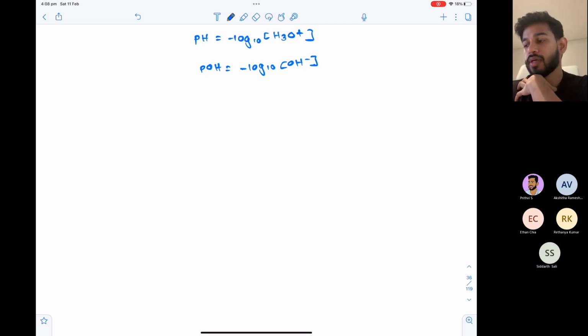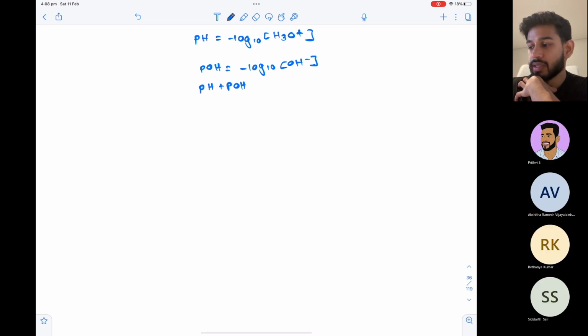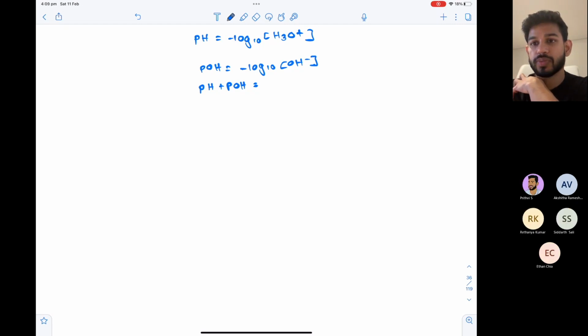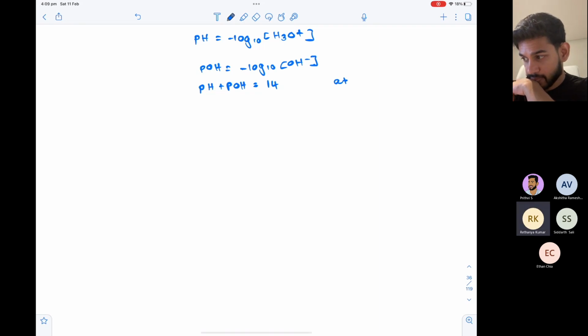Good, right? And the formula Sid might have thought about is pH plus pOH gives you, what number does pH plus pOH equal to? 14. Good, right? And what temperature is that dependent on? Is it room temperature, 25 degrees? Good, good. Room temperature and pressure.